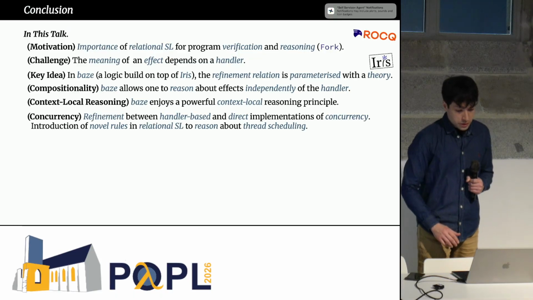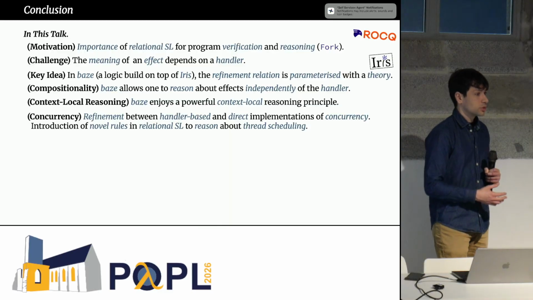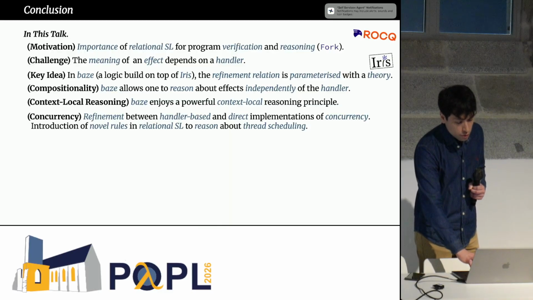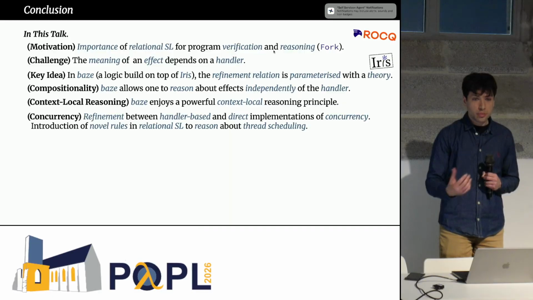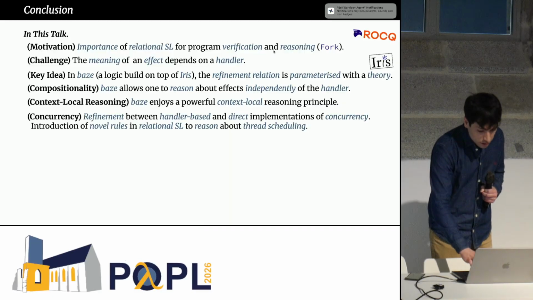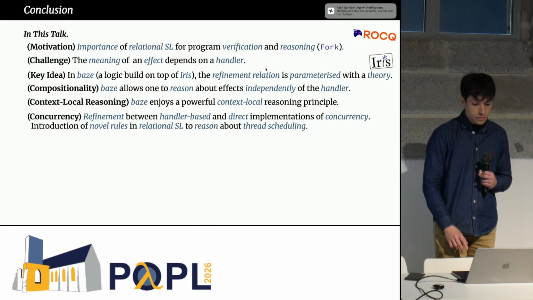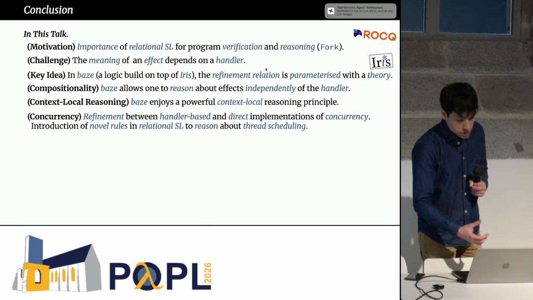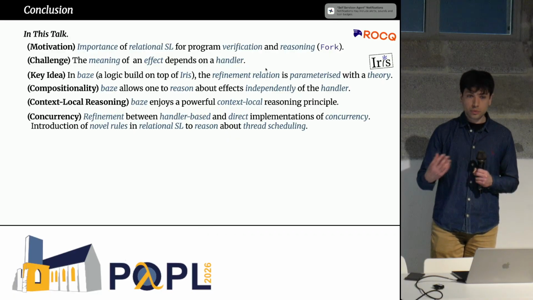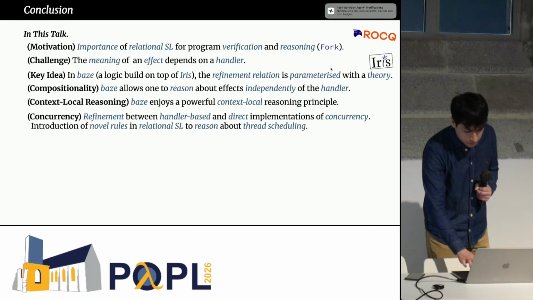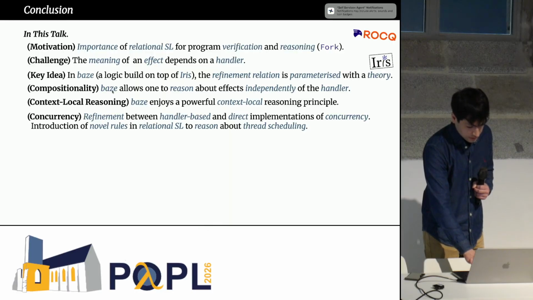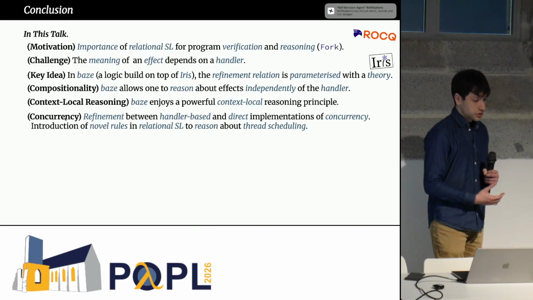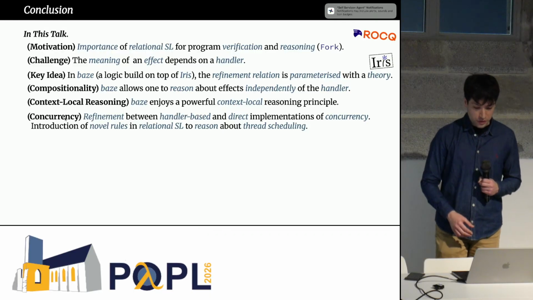So to conclude, in this talk, I showed you the importance of relational separation logic for program verification and program reasoning, specifically with the fork effect. And the main challenge comes from the fact that the meaning of an effect depends on a handler. And I showed you the base logic, which is built on top of Iris, with the novel idea of a refinement relation parameterized by a theory. I showed you that base allows compositional reasoning about handling, and also context-local reasoning. And I showed you that we introduced novel reasoning rules for concurrency that are independent of effect handlers.